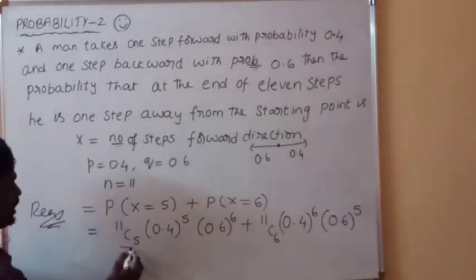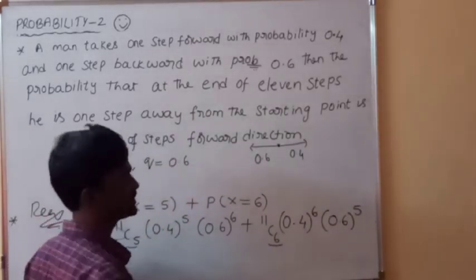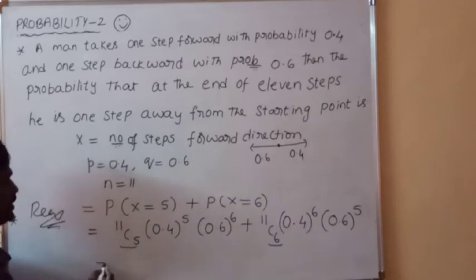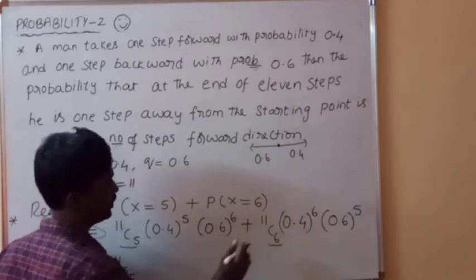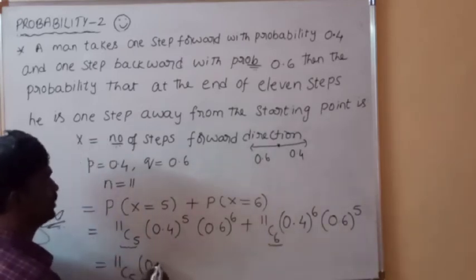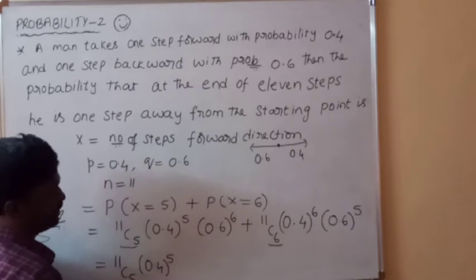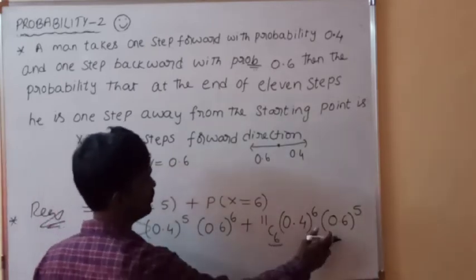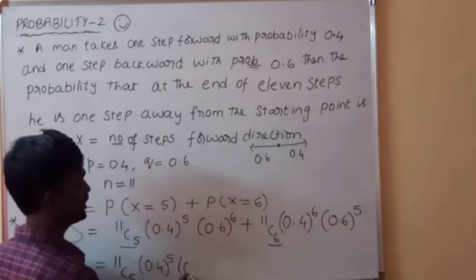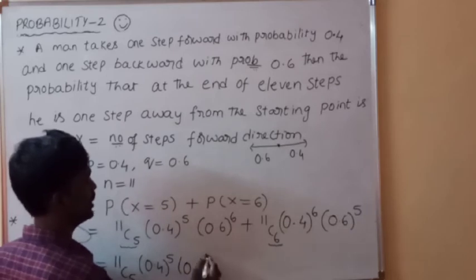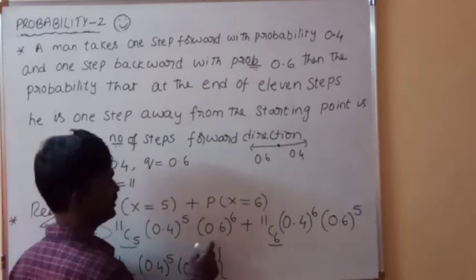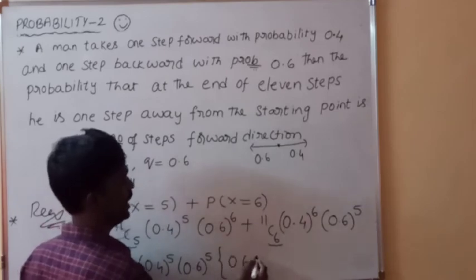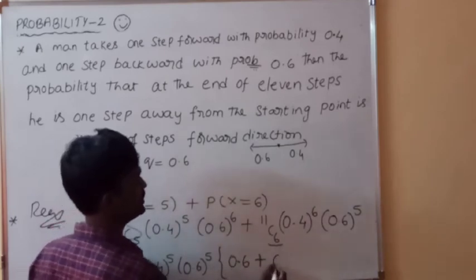So 11C5 value is same as 11C6, correct? So that means you can take 11C5 common. And also 0.4 whole power 5, here 0.4 whole power 6. So 0.4 whole power 5 common. Next here 0.6 whole power 6, here 0.6 whole power 5. Again what we can take common? 0.6 whole power 5 is common. After taking this everything is common, then what is left in first? 0.6, and in second term what is left? 0.4.